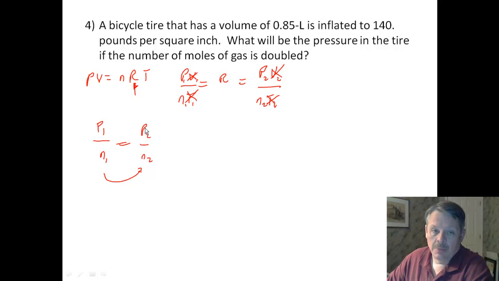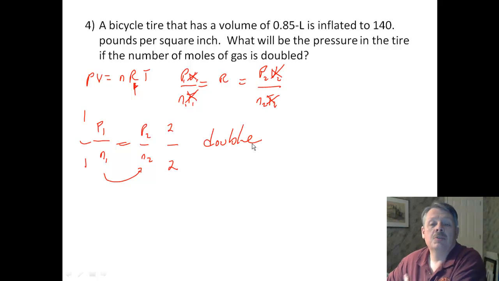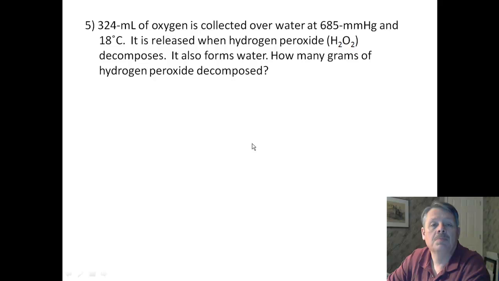Well, then I better double the value of P2 to keep the ratio the same. Because if this is 1 and 1, and I make the number of moles over here 2, then the only way to keep a 1-to-1 ratio, or 1 over 1, is to make this 2 over 2. So it had to double. So without doing a whole lot of math, I have demonstrated they double. Now, if you want to work out a problem, you can, but you really don't need to for this particular problem.